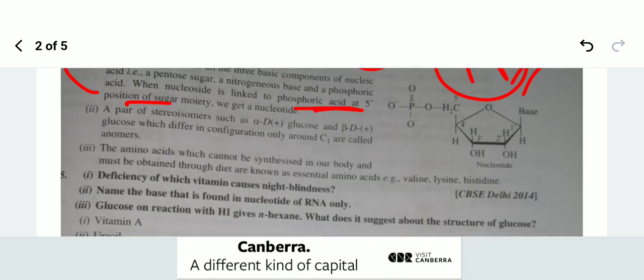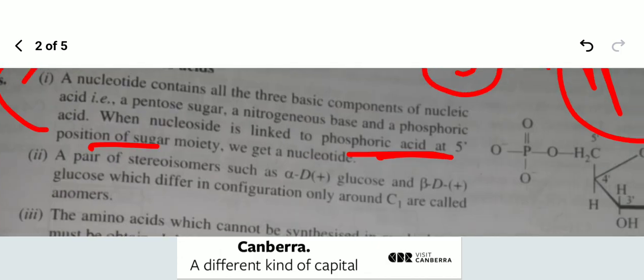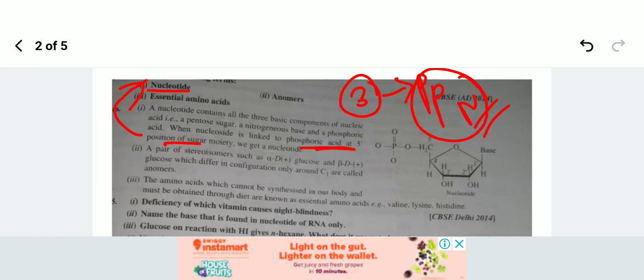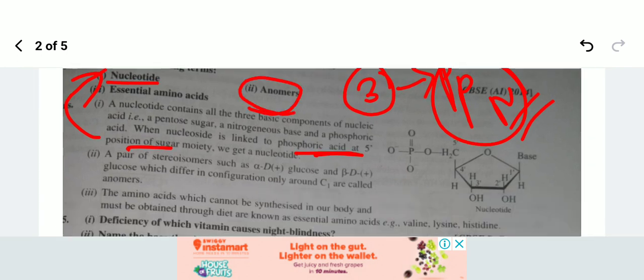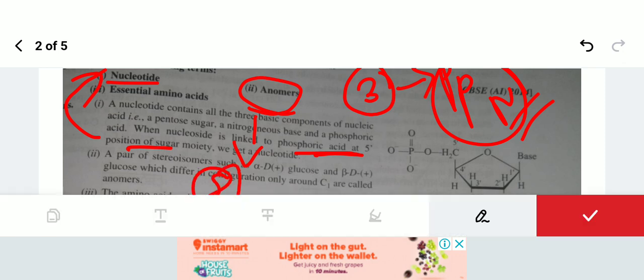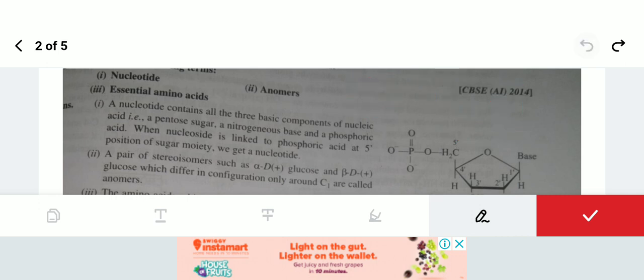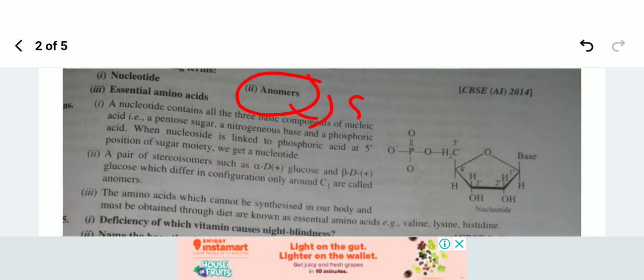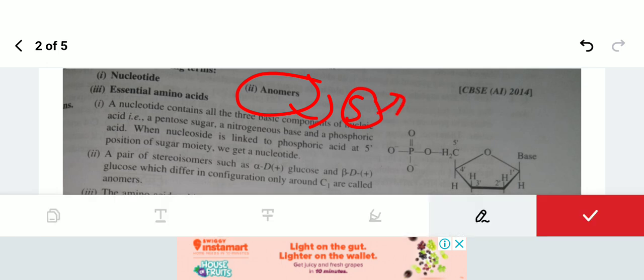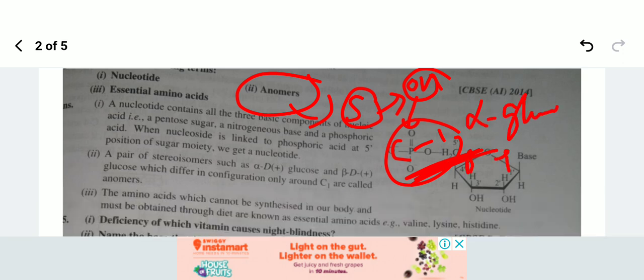Now next are essential amino acids and anomers. Anomers I'll just explain, or you can go through the definition already there. Anomers are stereoisomers which differ in the orientation of the OH group at the first carbon position. They are called anomers. You can also write an example as alpha glucose and beta glucose.